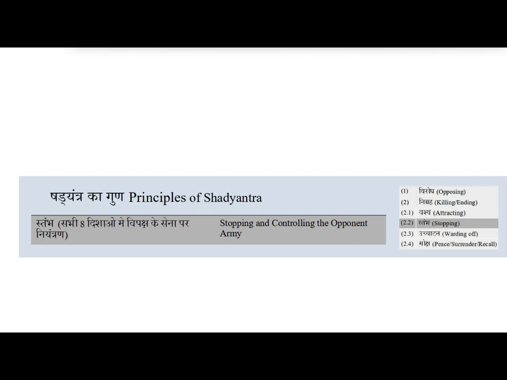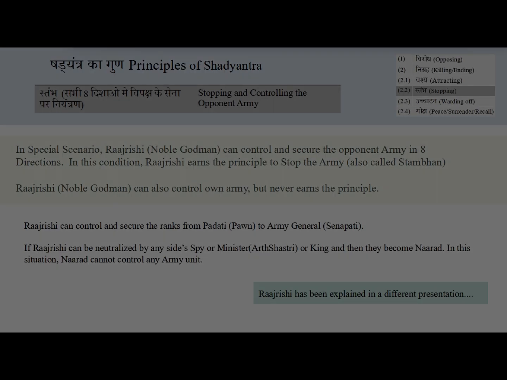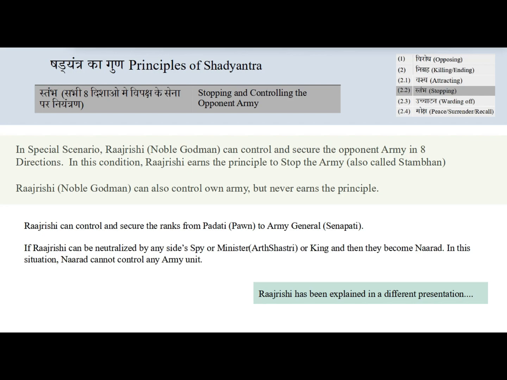Now the fourth principle, which we have marked as 2.2, we will discuss: Stambhan, or stopping and controlling the opponent army. In a special scenario, Raj-Rishi can control and secure the opponent's army in 8 directions. In this condition, Raj-Rishi earns the principle to stop the army. It's also called Stambhan. Remember, Raj-Rishi can also control its own army, but never earns the principle.